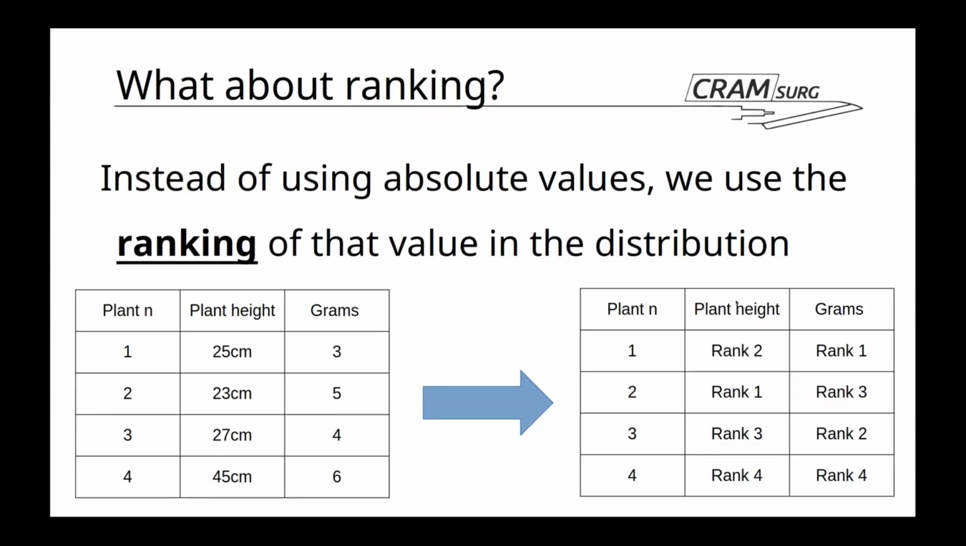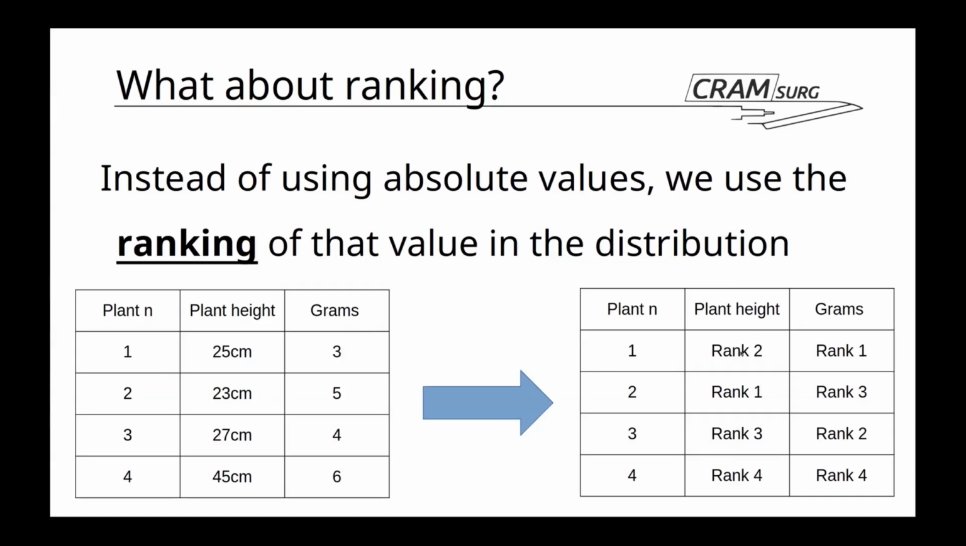So instead of using the absolute value, you rank your plant height by first, second, third, and fourth. So plant number 1 will rank number 2 because it's 25 centimeters. Plant number 2 will rank 1 because it's 23 centimeters. It's the lowest value, and so on. And then you rank the grams equally. And this is what ranking means.